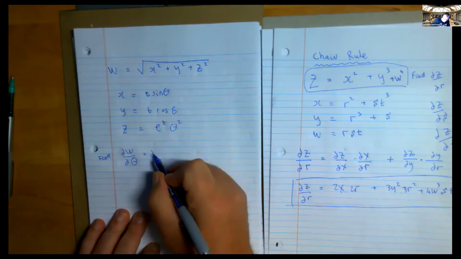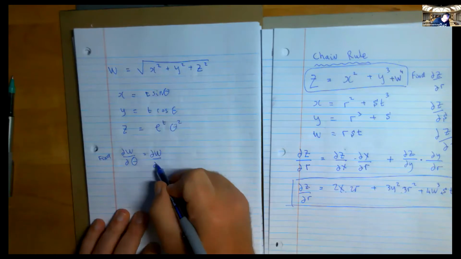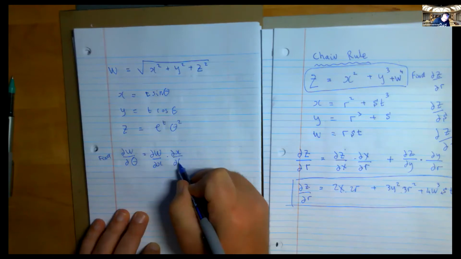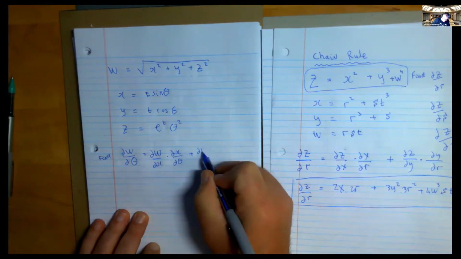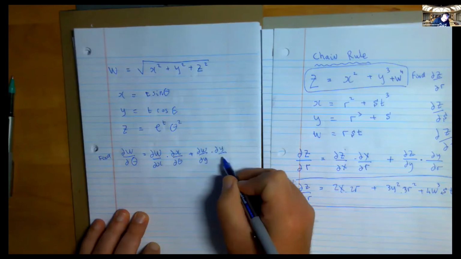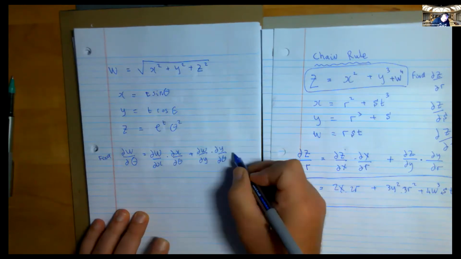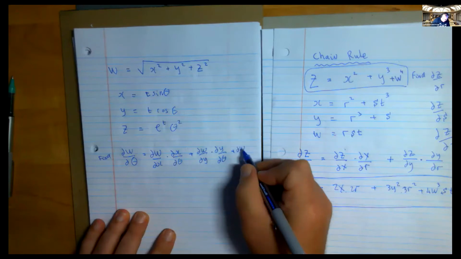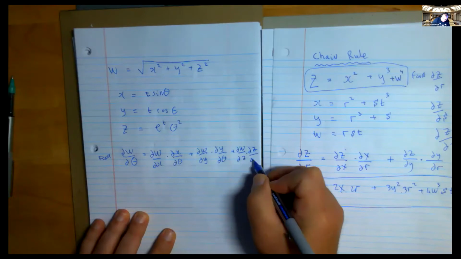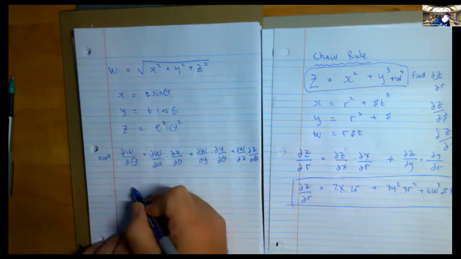The first one would be the partial derivative with respect to x, and then you do dx with d theta. Then the partial derivative with respect to y, in which case you would get that as your second term. And then finally the partial derivative with respect to z, and you would get that as your last term.